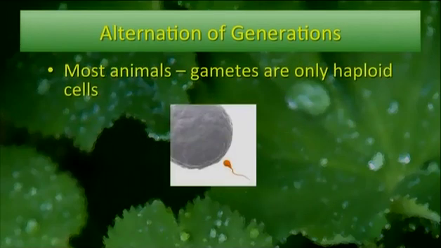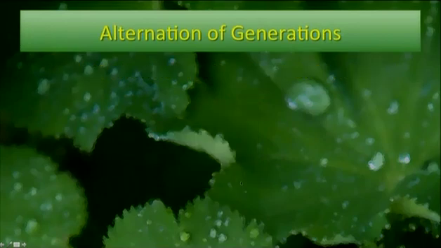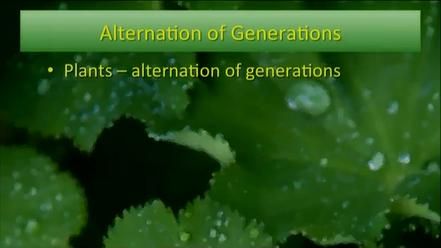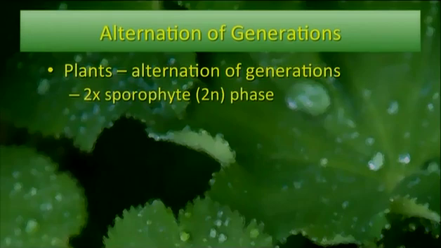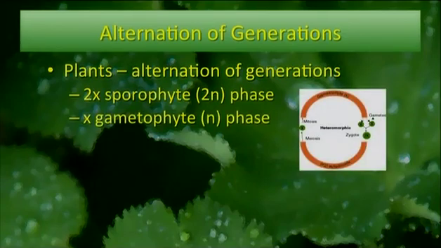Now, for almost all animals, the gametes are the only haploid cells. Remember, gametes are the egg and the sperm. So for most animals, only their eggs or their sperm are haploid cells. But in plants, you have the alternation of generations. You have a 2X sporophyte in the diploid phase, alternating with an X gametophyte in the N phase. The sporophyte is a plant that produces the spores. The gametophyte is a plant that produces the gametes.